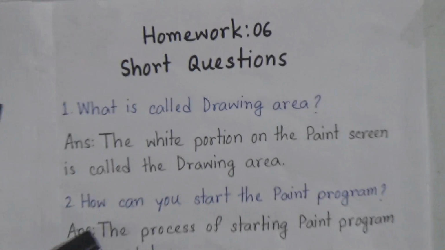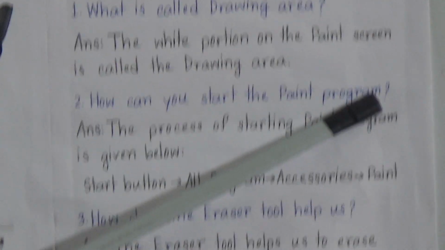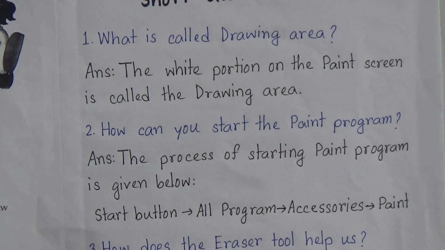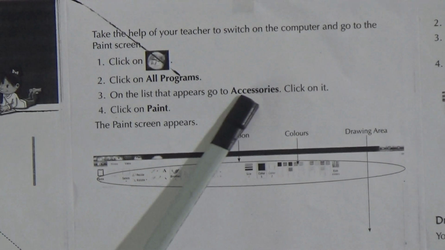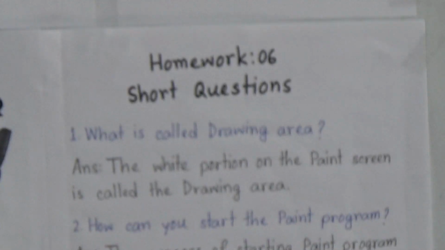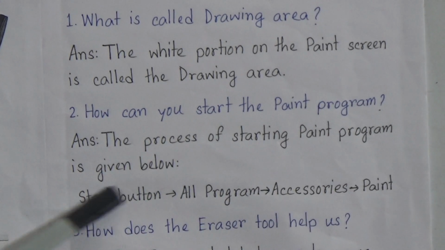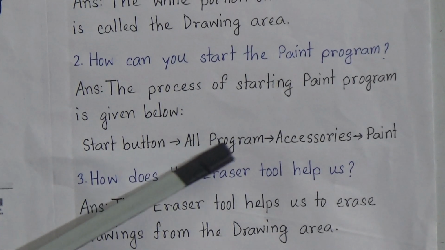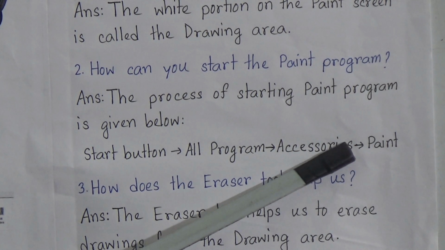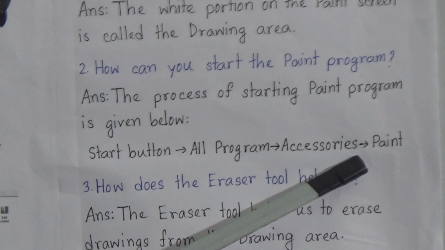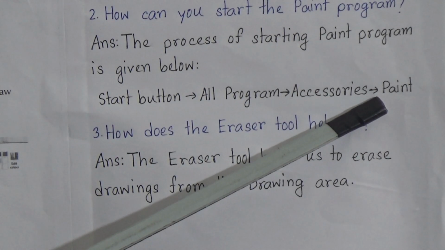The second question, how can you start the paint program? So how can you start the paint program? Now look page number 34. It is given here. At first we will click on the start button, then we will go to the all programs, and then we will select accessories, and then you can find the paint program. So our answer is, the process of starting paint program is given below. At first we will click on the start button, then all programs, next accessories, and the last one we will get paint. So this is the process to start the paint program.